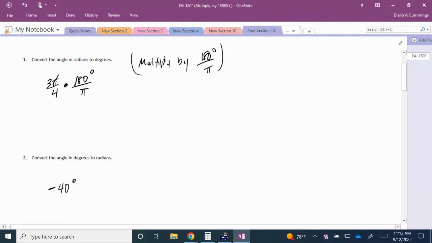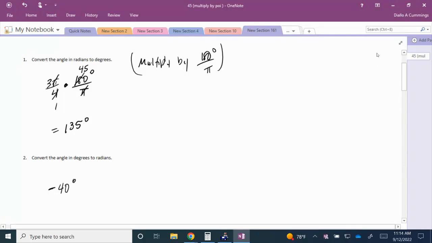Once we multiply, the pi's are going to cancel. And I can reduce 4 and 180. Both of those are divisible by 4. 4 divided by 4 is 1. 180 divided by 4 is 45. Now if I multiply my numerators, 3 times 45 degrees is 135 degrees. And for my denominators, 1 times 1 is 1. All right, so we have 3 pi over 4 is 135 degrees.